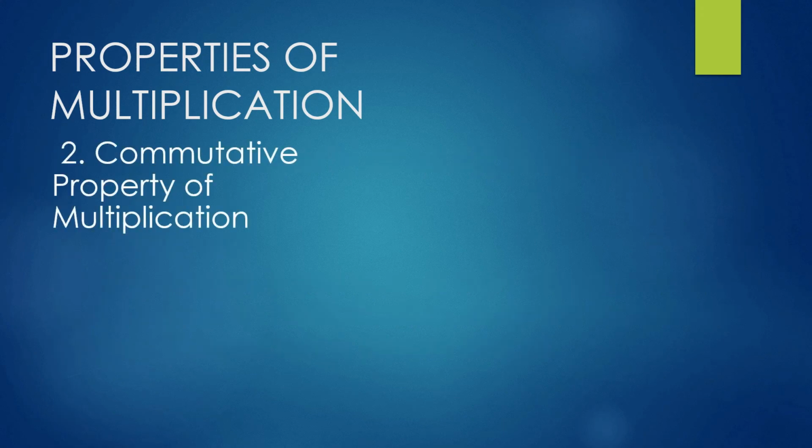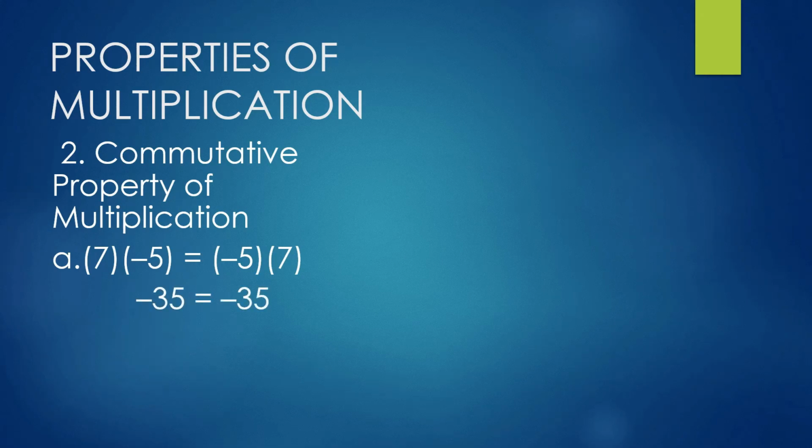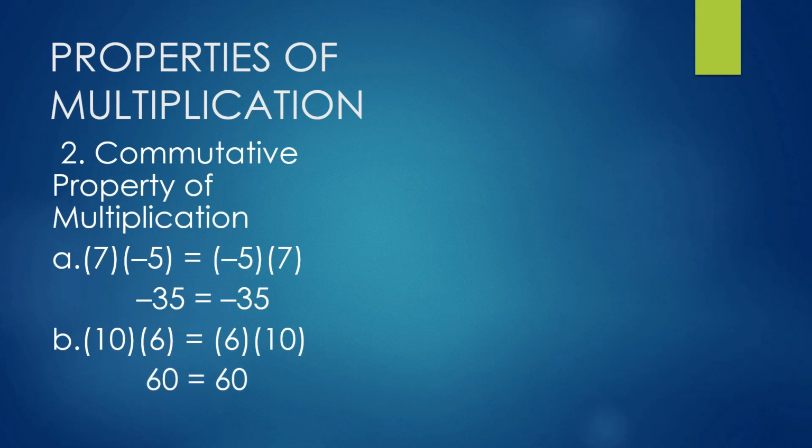Okay, the next property is the commutative property of multiplication. So we have, for example, positive 7 multiplied by negative 5. So 7 multiplied by 5 is negative 35. Negative 5 multiplied by 7 is negative 35. Changing the position of the factors will not affect the product. Next, we have B. Positive 10 multiplied by 6 is equal to 6 multiplied by 10. Finding the product of 10 and 6, we have positive 60. Also, finding the product of 6 and positive 10 is also equal to positive 60.